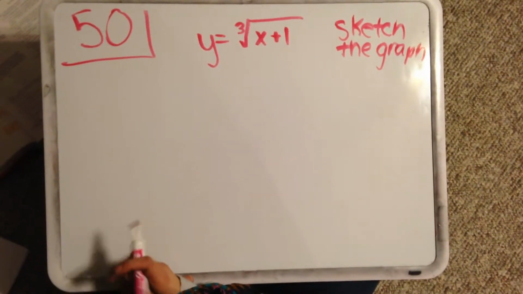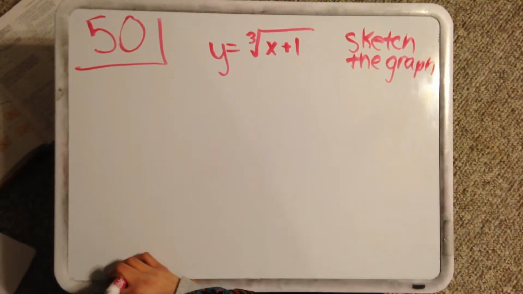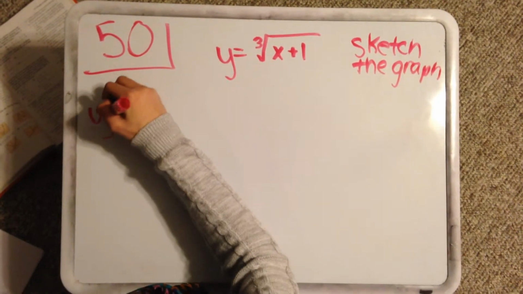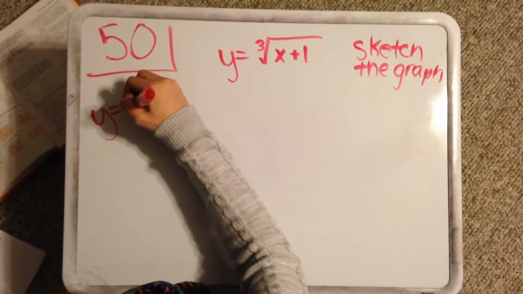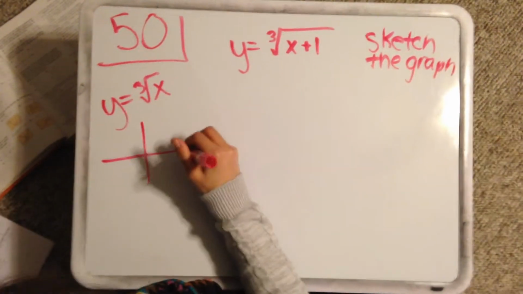Alright, hey, it's Rachel again. So now I'm on problem number 50, which is a cube root. So the parent function for a cube root is y equals the cube root of x. And usually this is what the graph looks like.